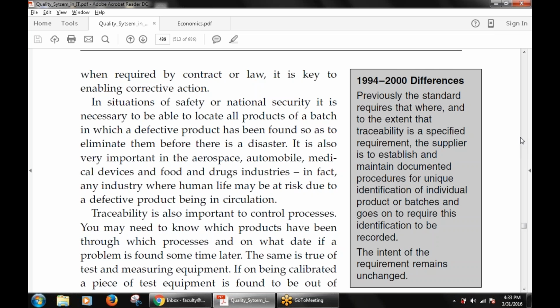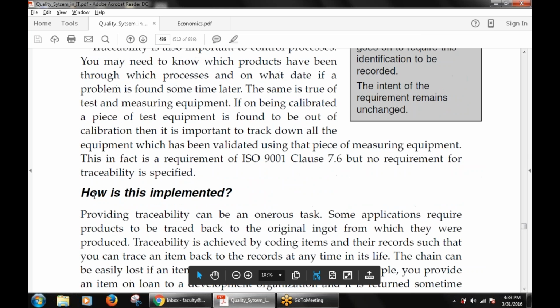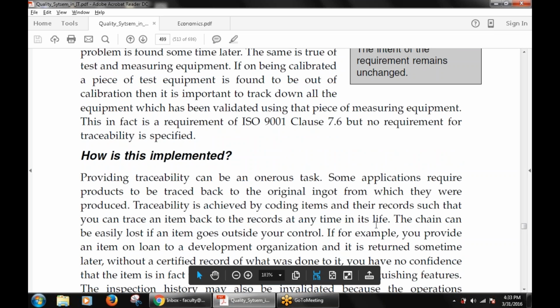That is how to control the processes, or what are the various methods to control the various processes. How is it implemented? Providing traceability can be one task. Some applications require the product to be traced back to the original ingot from which it was produced. That means we are able to track where it was carried out, back to the original ingot from which it was produced.